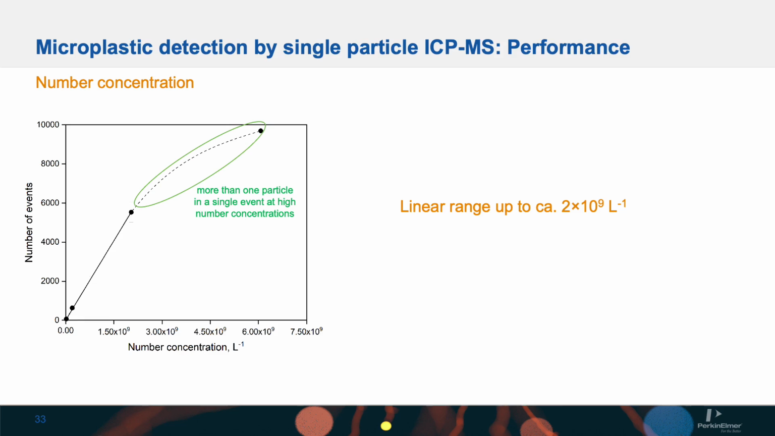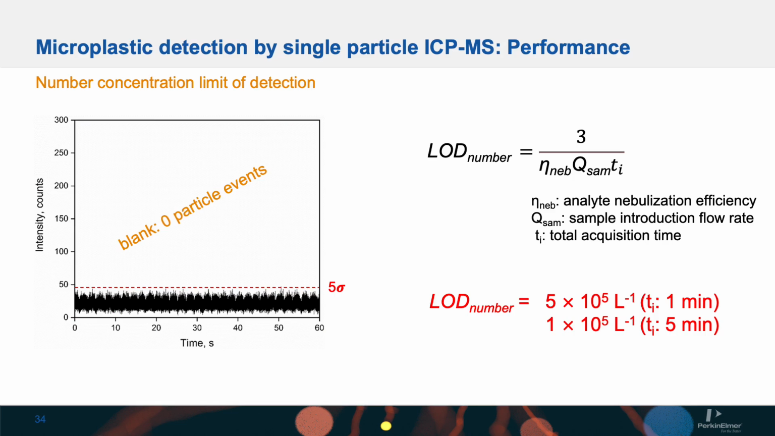This probability increases with number concentration, and under the conditions of this work, it was significant over 2 times 10 to the 9 particles per liter, limiting the linear range of number concentration calibrations. The lower end of this calibration depends on the attainable limits of detection. Because of the restrictive 5 sigma criterion selected for identification of particle events, remember that we wanted to avoid the occurrence of false positives, blanks show no events.